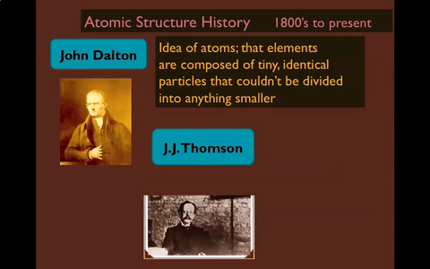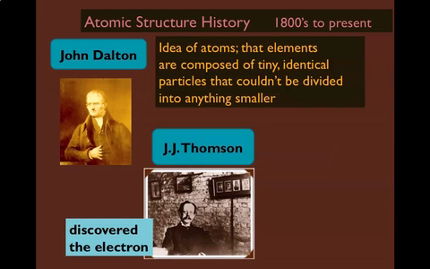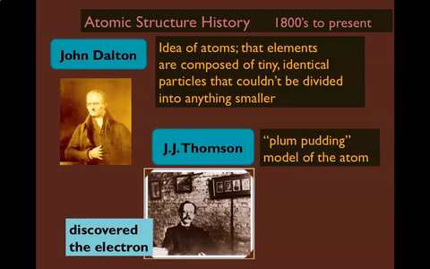Okay, J.J. Thomson is right here, and he actually discovered the electron. So John Dalton didn't really know about protons, neutrons, and electrons. He just thought atoms was it. J.J. Thomson started doing some research, and he discovered that there was an electron, or a negatively charged particle, inside the atom. Okay, and he came up with what was called the plum pudding model of the atom.